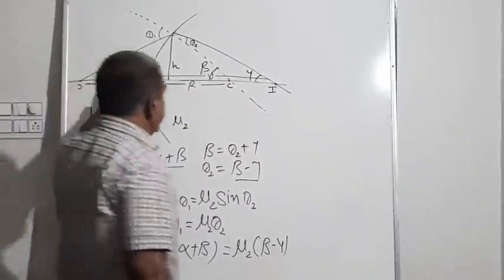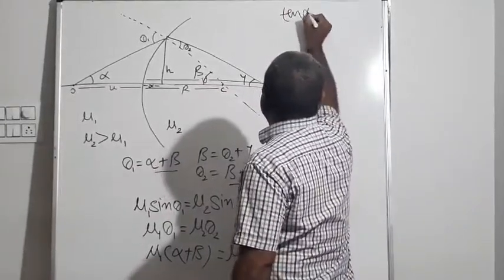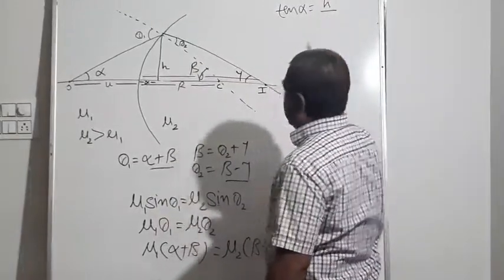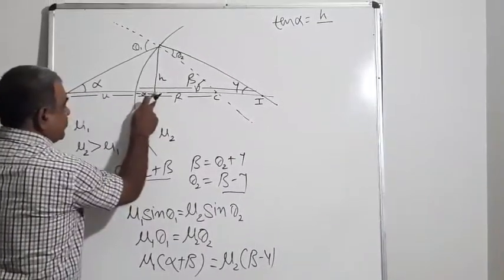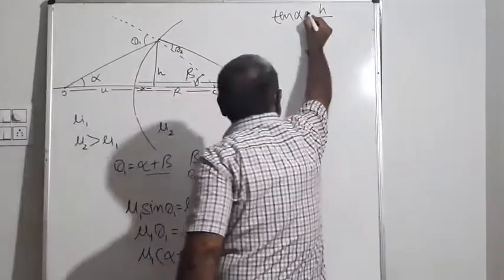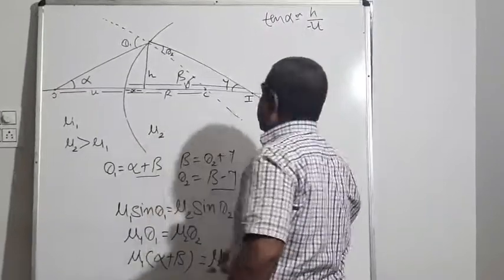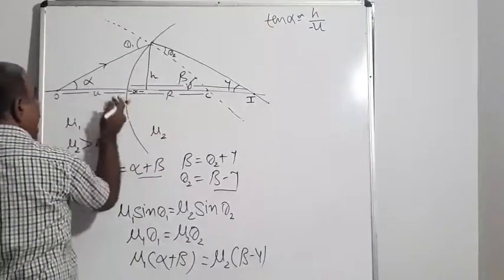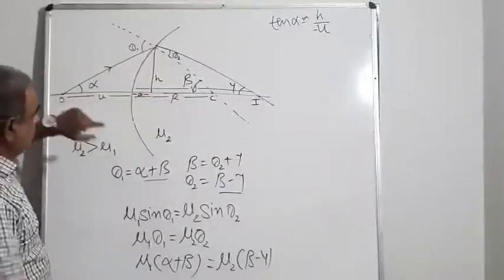Now look, if you take this triangle, can you see that tan of alpha, opposite over adjacent, is h by u plus x? But this x is very small, so I'll write tan alpha is approximately h by u. If I follow the sign convention, it is minus u. How? All the distances opposite to the direction of incident light will be negative. Tan alpha is equal to h by minus u.